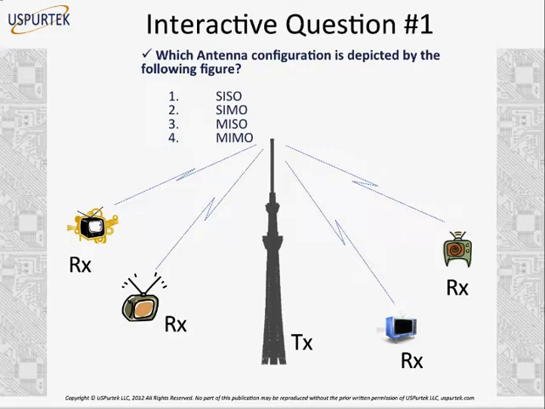Now, before we move on, I would like to pose an interactive question. Which antenna configuration is depicted by the figure on the screen? Is it a SISO, a SIMO, a MISO, or a MIMO? So take a moment to think about this scenario, and you can write the answer number in the text box and send it to me. Which one do you think is the configuration displayed here? Well, thinking.